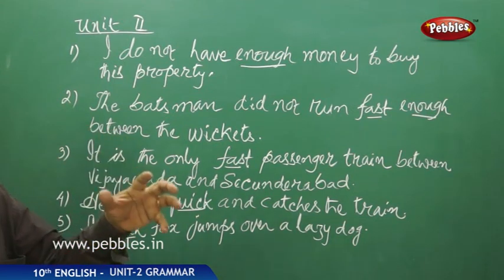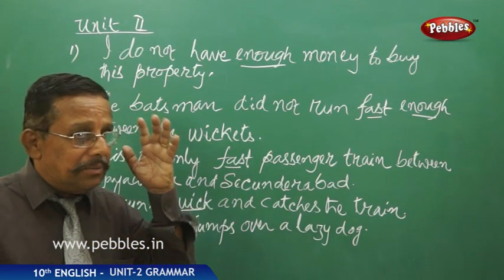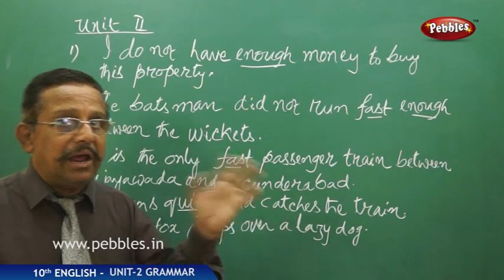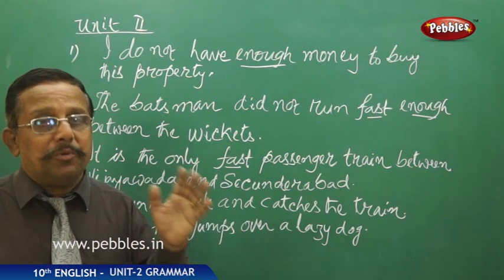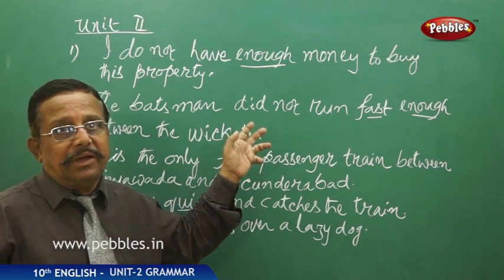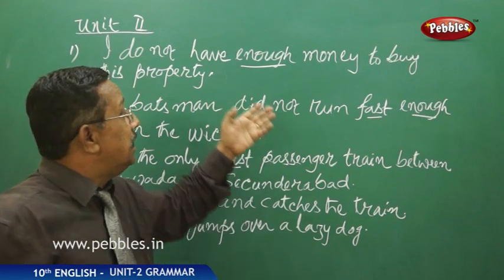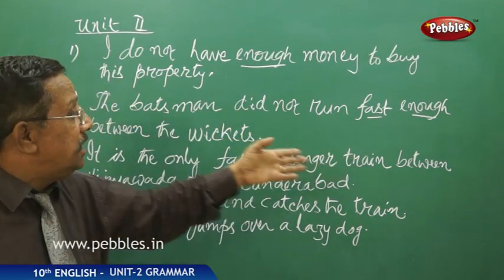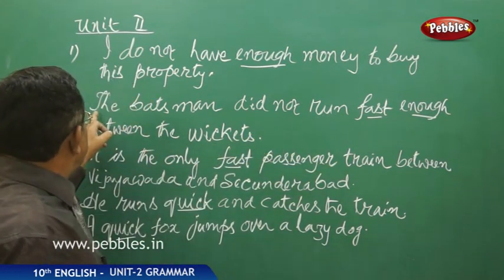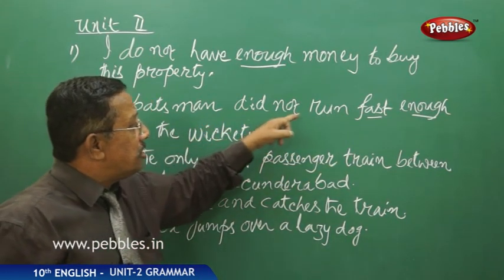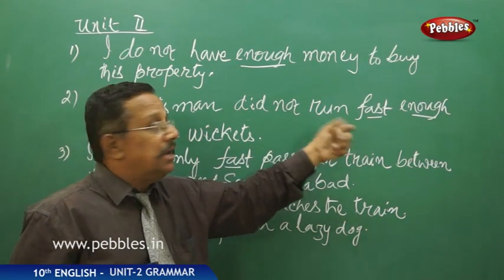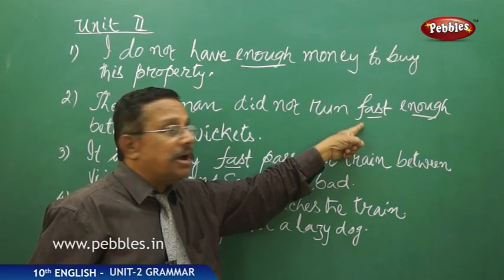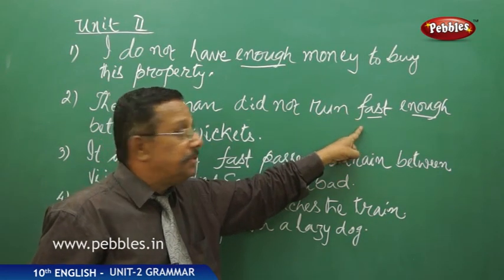There are certain words which, by their placement, we can determine whether they are adjectives or adverbs. Here in your book it has been shown about only enough, right? That is enough money and fast enough. Here you see run. The batsman did not run fast enough. This run is modified by this fast. Adverb.